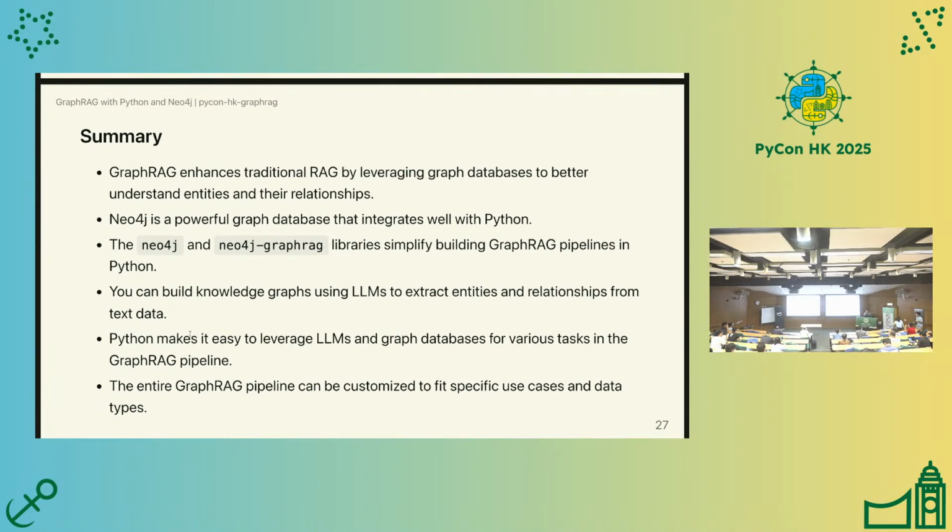I'll conclude by saying GraphRAG enhances traditional RAG by using graph databases to understand entities and relationships, and Neo4j is a good tool for that. The Neo4j and Neo4j GraphRAG libraries can simplify building these pipelines to a few simple steps. You can use it to build knowledge graphs and leverage Python's natural capabilities in AI to complete various tasks in GraphRAG, and ultimately you can change it in any way you like to fit your specific use case.